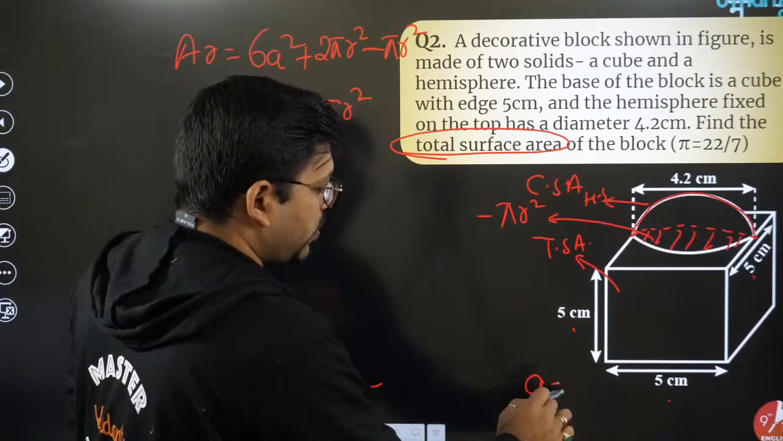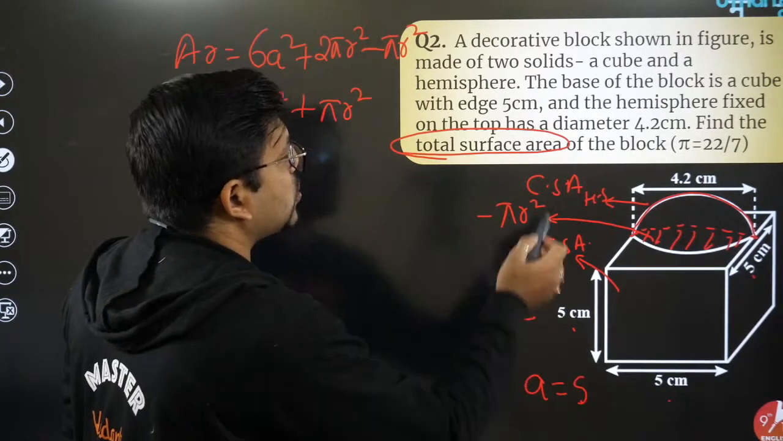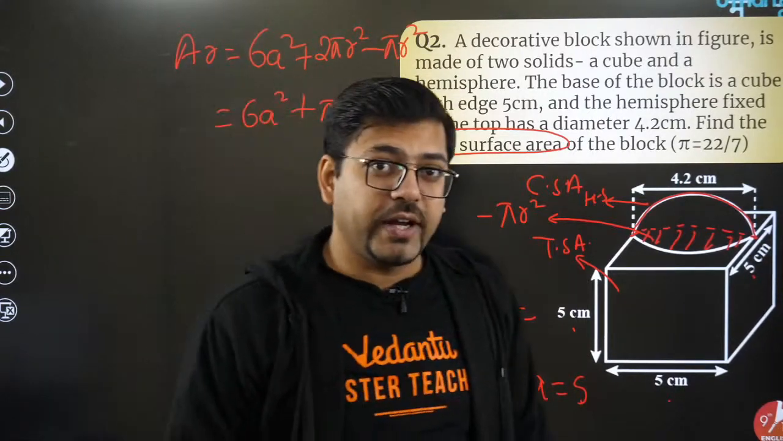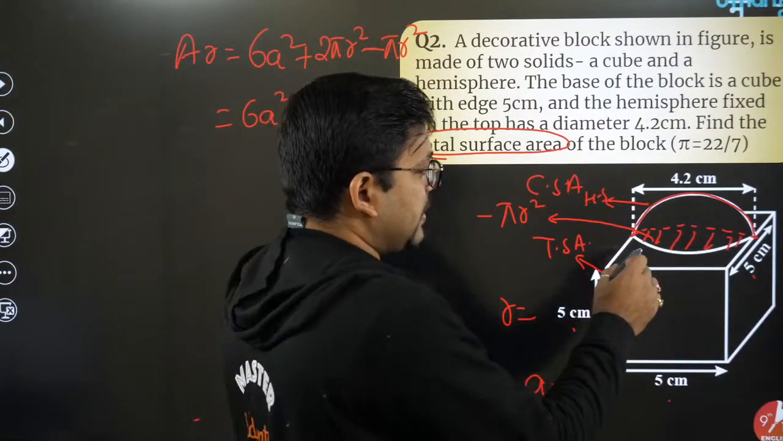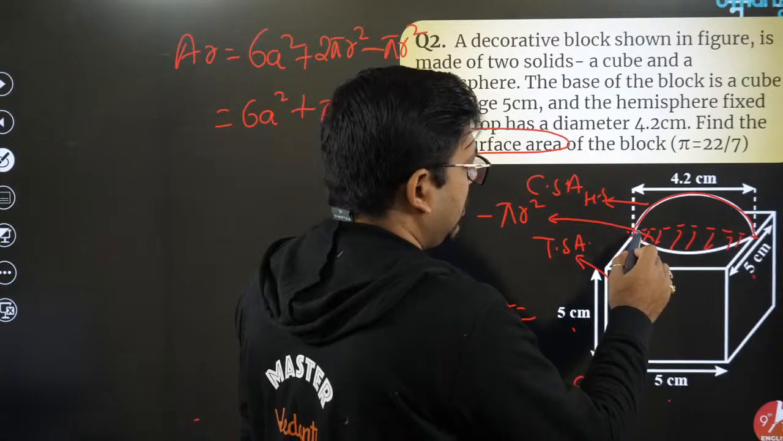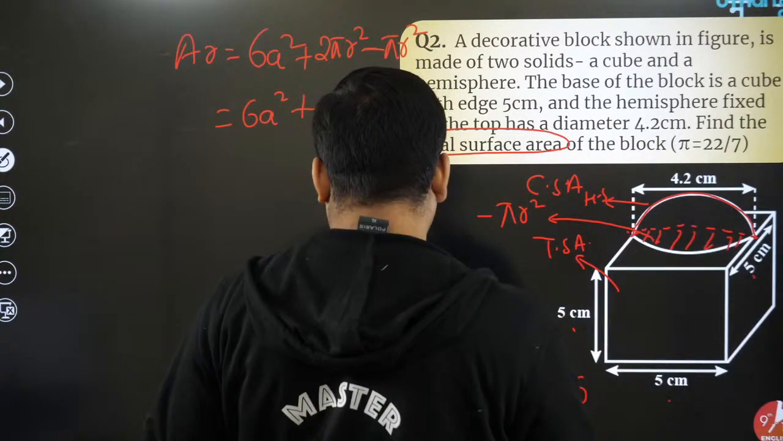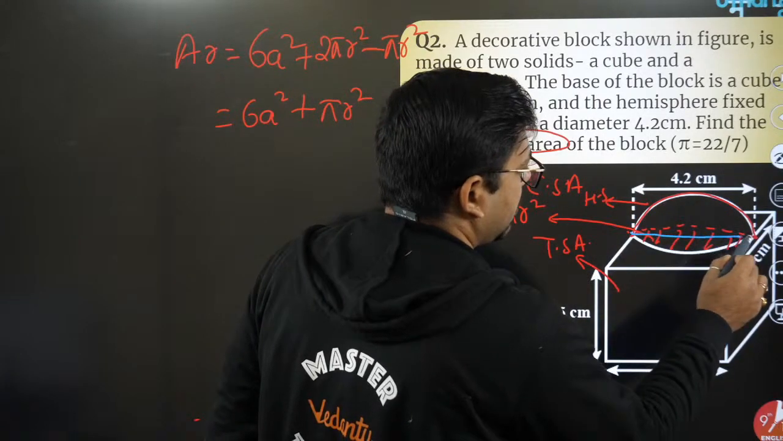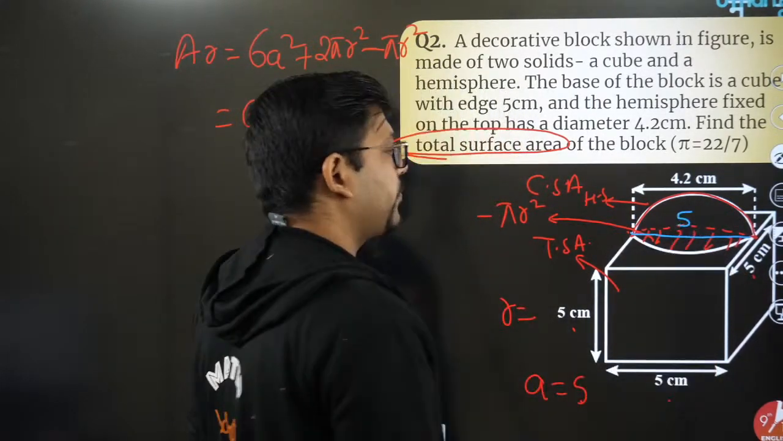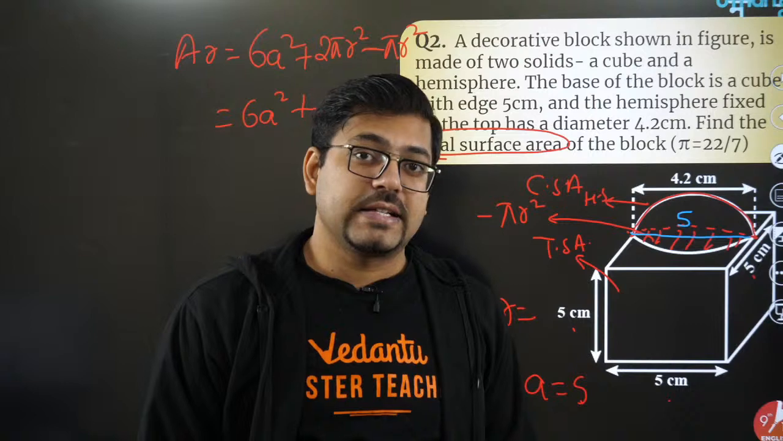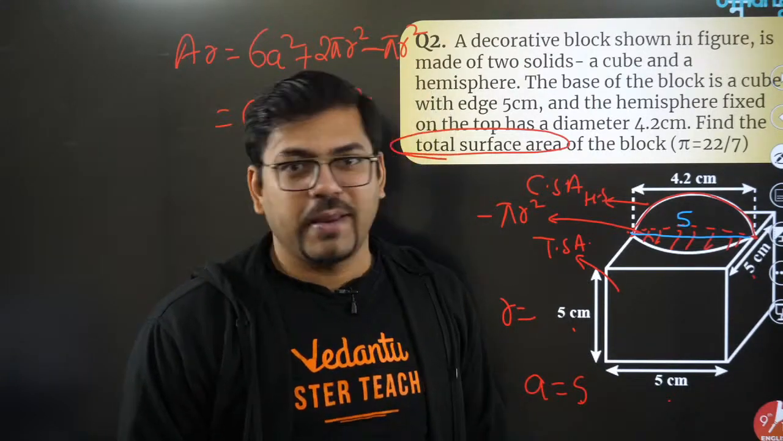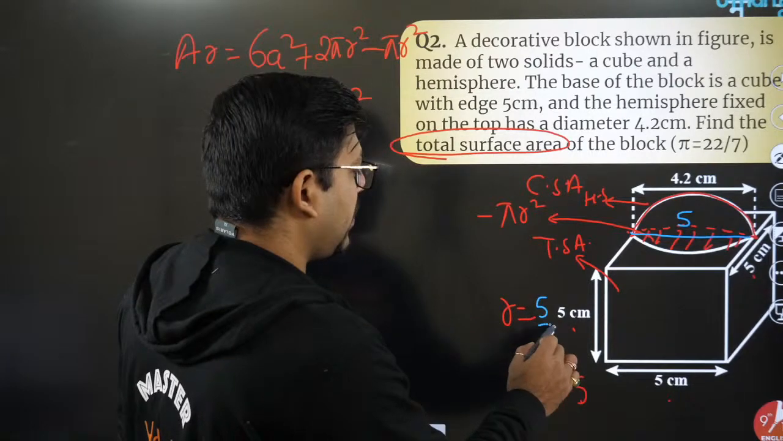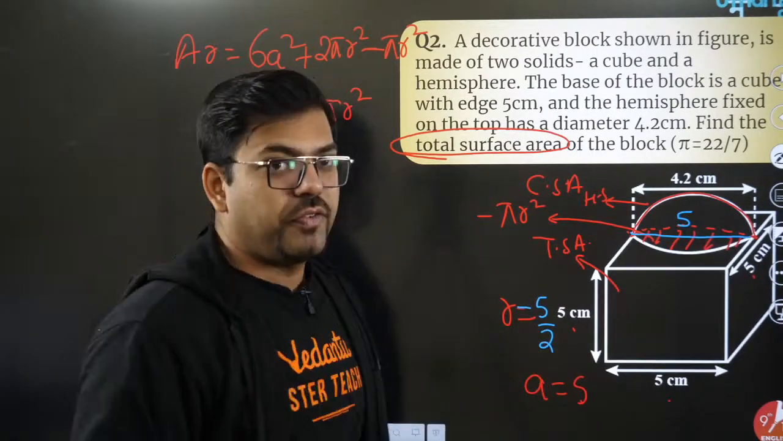a is already given to you, 5, and r is also given in the question, if I am not wrong. Okay, not given, so you will have to find it. Wait a second, let me just change the color. I hope you are understanding that this length is equal to 5. This length is the diameter of the circle. So the diameter of the circle is 5, which means the radius is going to be 5 upon 2.